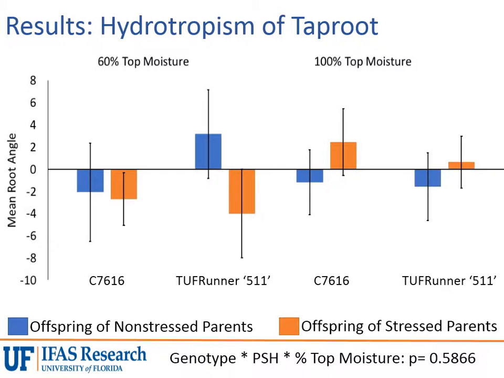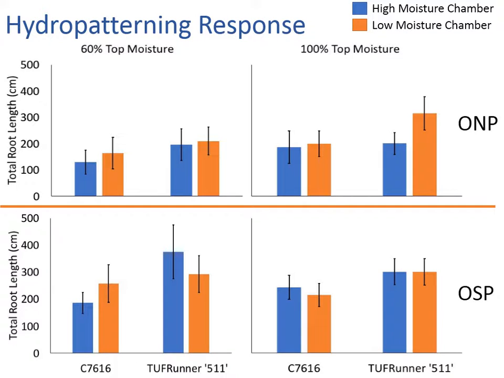Similarly, when we look at root angle, where a negative angle represents a movement away from the area of higher moisture and the positive angle represents a movement towards the area of higher moisture, we saw there was no difference in the average root angle of those taproots. So those taproots were definitely not sensing the moisture and going towards it or having any kind of hydrotropic behavior.